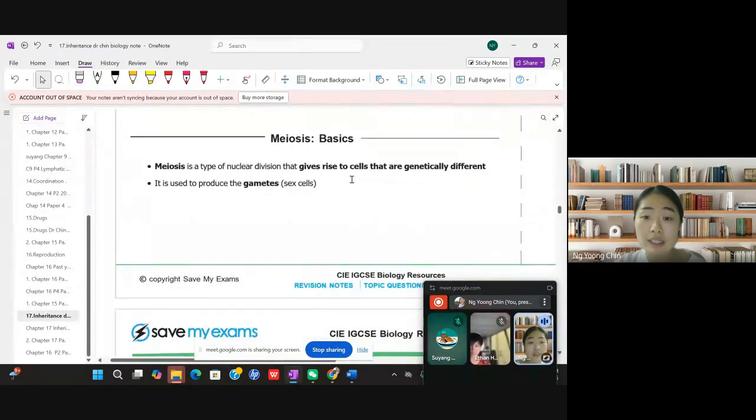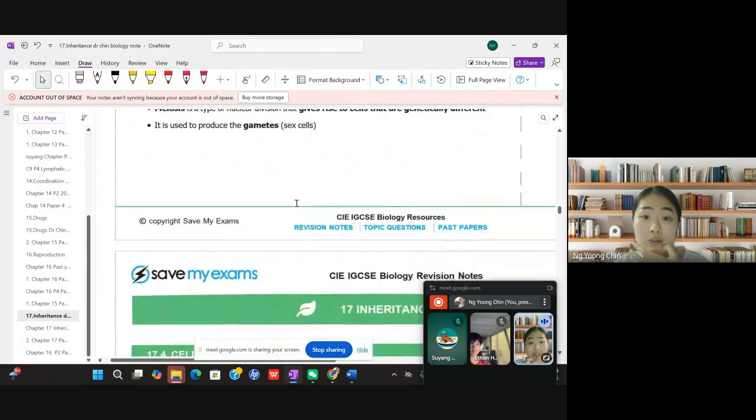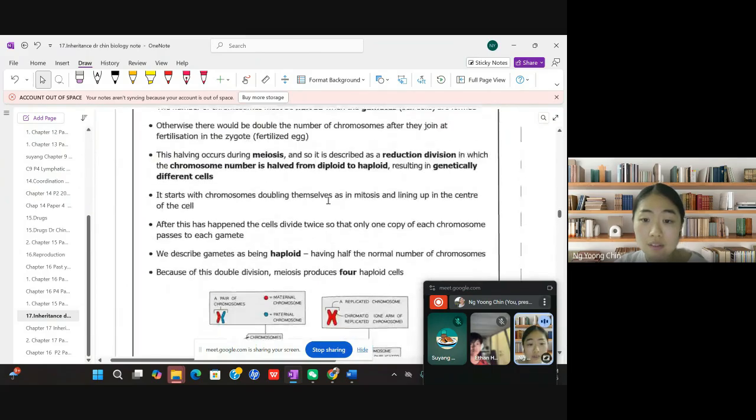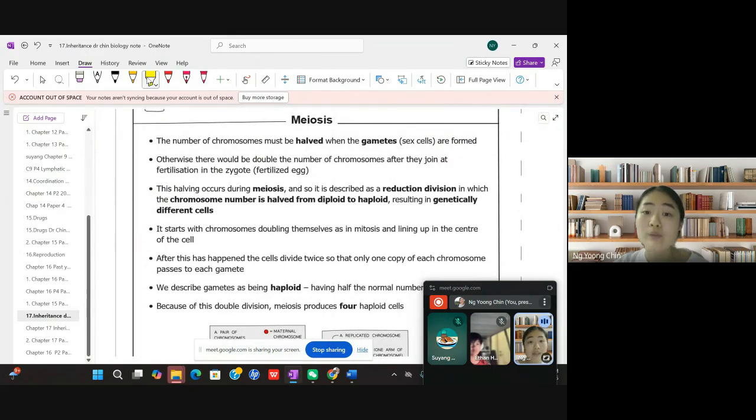And then meiosis, okay, they will give rise to cells that are genetically different, to produce the gametes. So this is meiosis. Just remember that by this way you are actually separating the chromosomes. So you can see, reduction division. The chromosome number is halved from diploid to haploid. So it results in genetically different cells.